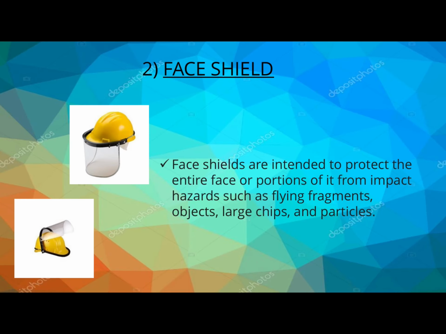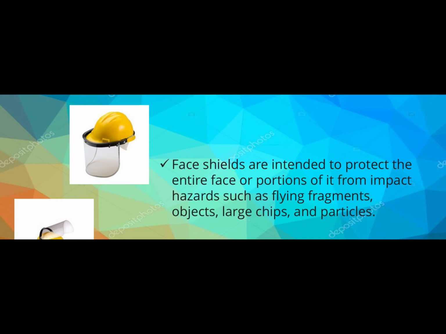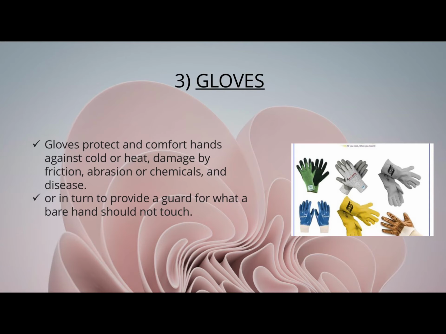Number 2 is face shield. Face shields are intended to protect the entire face from impact hazards such as flying fragments, objects, larger chips, and particles. Number 3 is gloves. Gloves are to protect and to comfort hands against cold or heat, damage by friction, abrasion or chemicals, and disease. It is also to provide a guard for what bare hands should not touch.